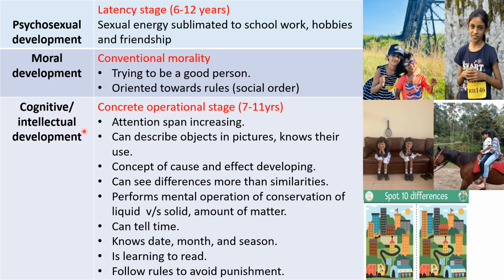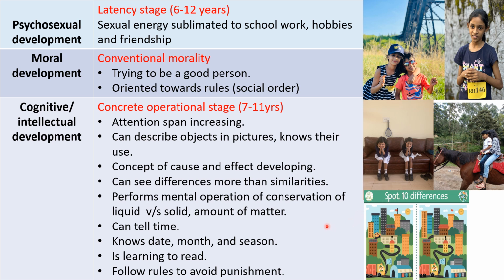Cognitive or intellectual development. Concrete operational stage is 7 to 11 years. The attention span increases. They can describe objects which are given in pictures and they will be knowing the use of that particular object. They have cause and effect understanding, why something happens. Can see differences more than similarities. That is why spot the difference games we will be providing for this age group.